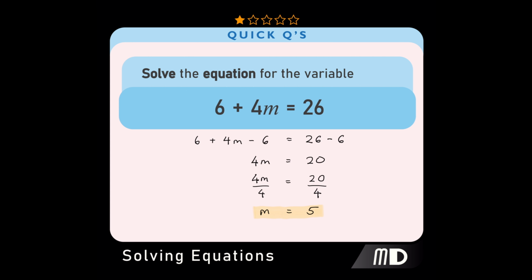Sometimes an expression will be ordered differently, where the constant term and the variable are the opposite way around. This doesn't change anything. We still perform inverse operations in the reverse order. So first, we need to subtract 6 from both sides. Then, divide both sides by 4.